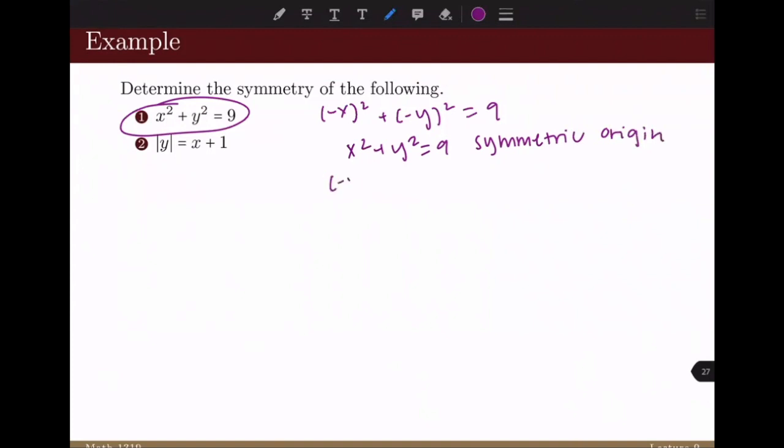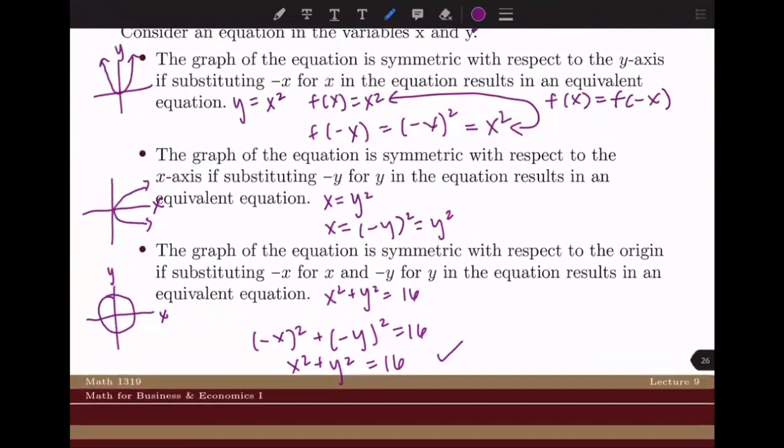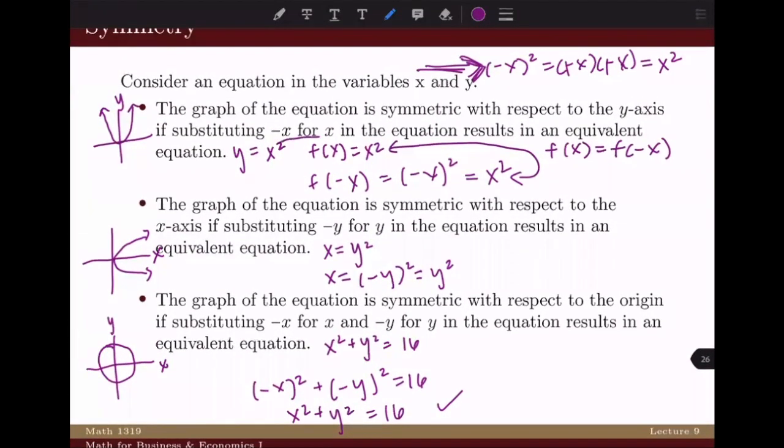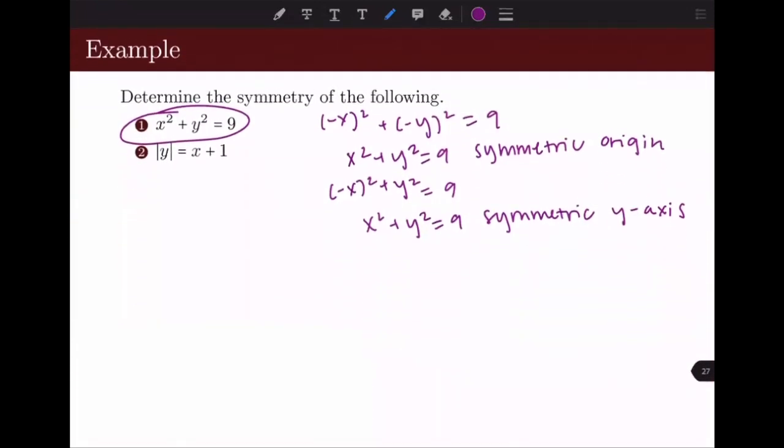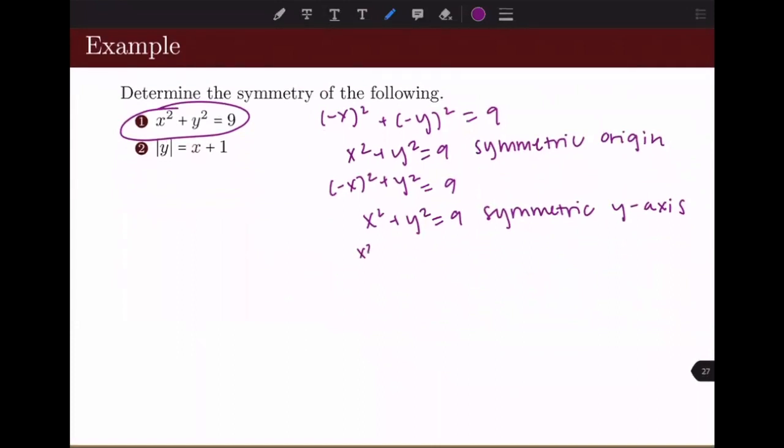Similarly, if you just plug in negative x, you'll get, again, x squared plus y squared equals 9. So it's also symmetric about the y-axis. Recalling from this definition up here, if we substitute negative x for x, then it's symmetric with respect to the y-axis. And lastly, we'll plug in negative y. So we just get, again, x squared plus y squared equals 9. So it is also symmetric about the x-axis.